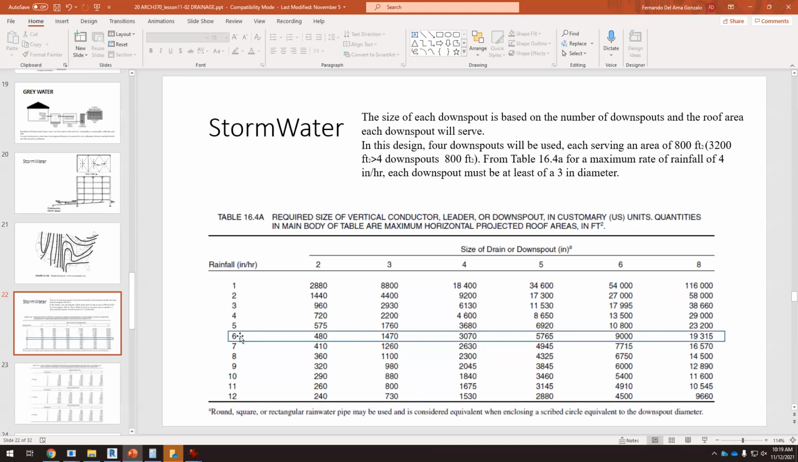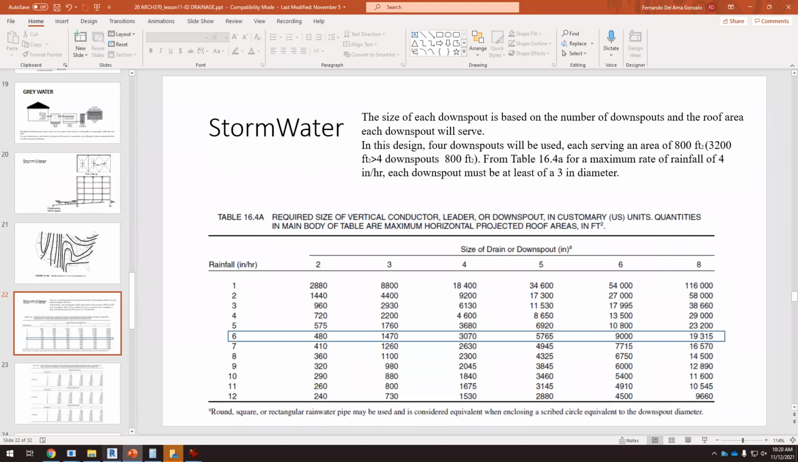So if we are in this rainfall with 6, if we are in this size 4, we can have up to 3,000 square feet with one downspout. So if there are 10,000, we would need 4. Okay, to be on the safe side, I decided that we need 4 vertical downspouts to collect the rainwater.